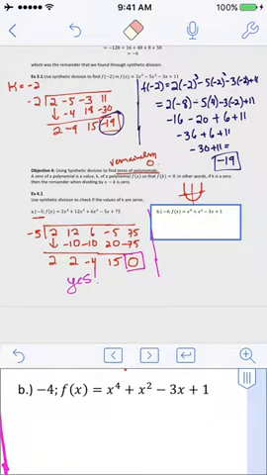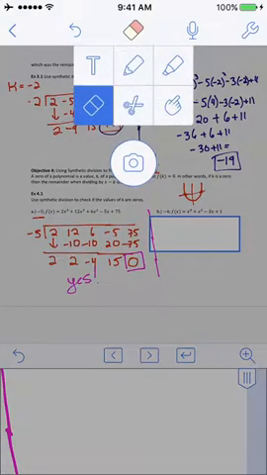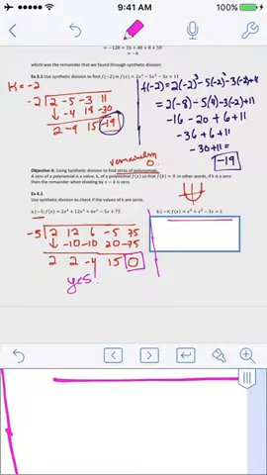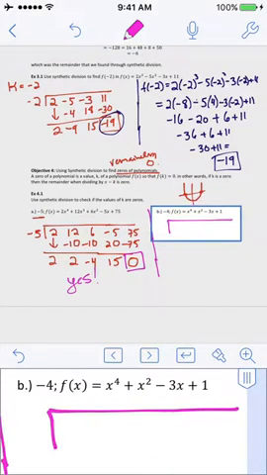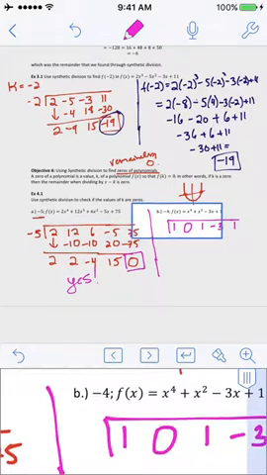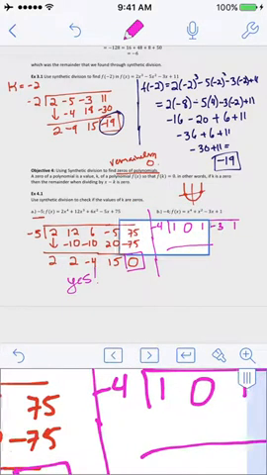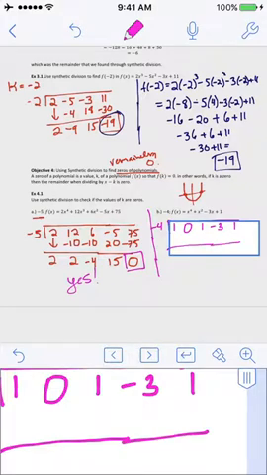Alright, so x to the fourth, there's a missing x to the third, and then x squared, and then x, and then 1. So when we synthetically divide this, we need to put in that x cubed, right? So we've got a coefficient of 1, and then a coefficient of 0, and then a coefficient of 1, -3, and 1. So watch out for that. But the k, we just put down k, right? -4, just like we would any other problem, but it's not in the form of x minus k, so we don't need to worry about switching anything.